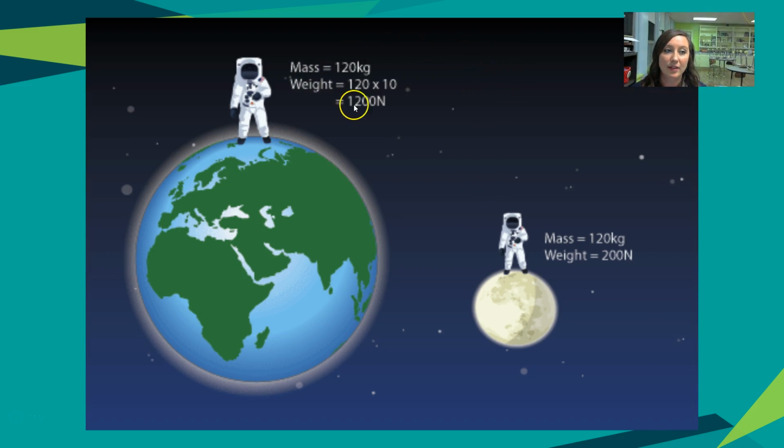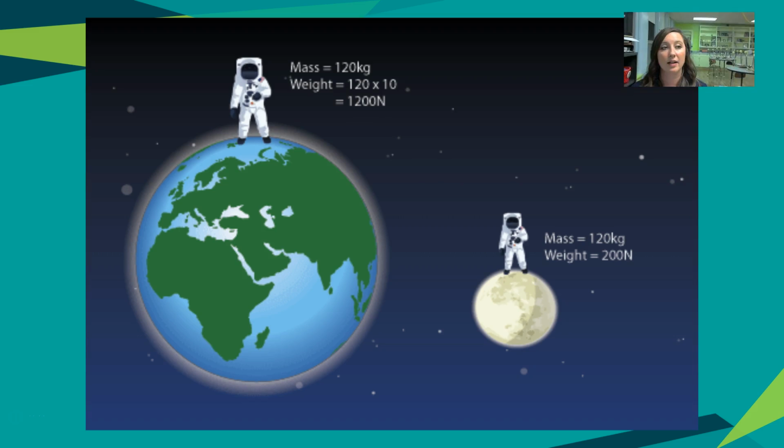Now, what if I said that you needed 1,200 newtons of sugar out in space? We wouldn't get 1,200 newtons because there's no gravity in space. So we would actually have zero. Our weight would be zero out in space. I know that this is a little bit confusing, so if you're still struggling with this concept, make sure that you talk to me.